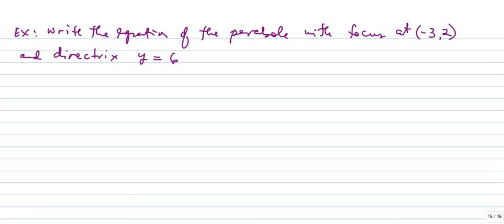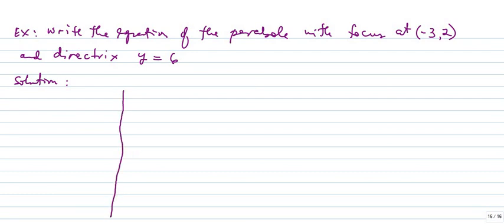Okay, so let me check for this one. We will solve this one. Okay, solution. Of course, we have to draw the parabola. First, the focus is at negative 3, 2. So negative 3 is our x and y is positive 2. So that is located in the second quadrant.